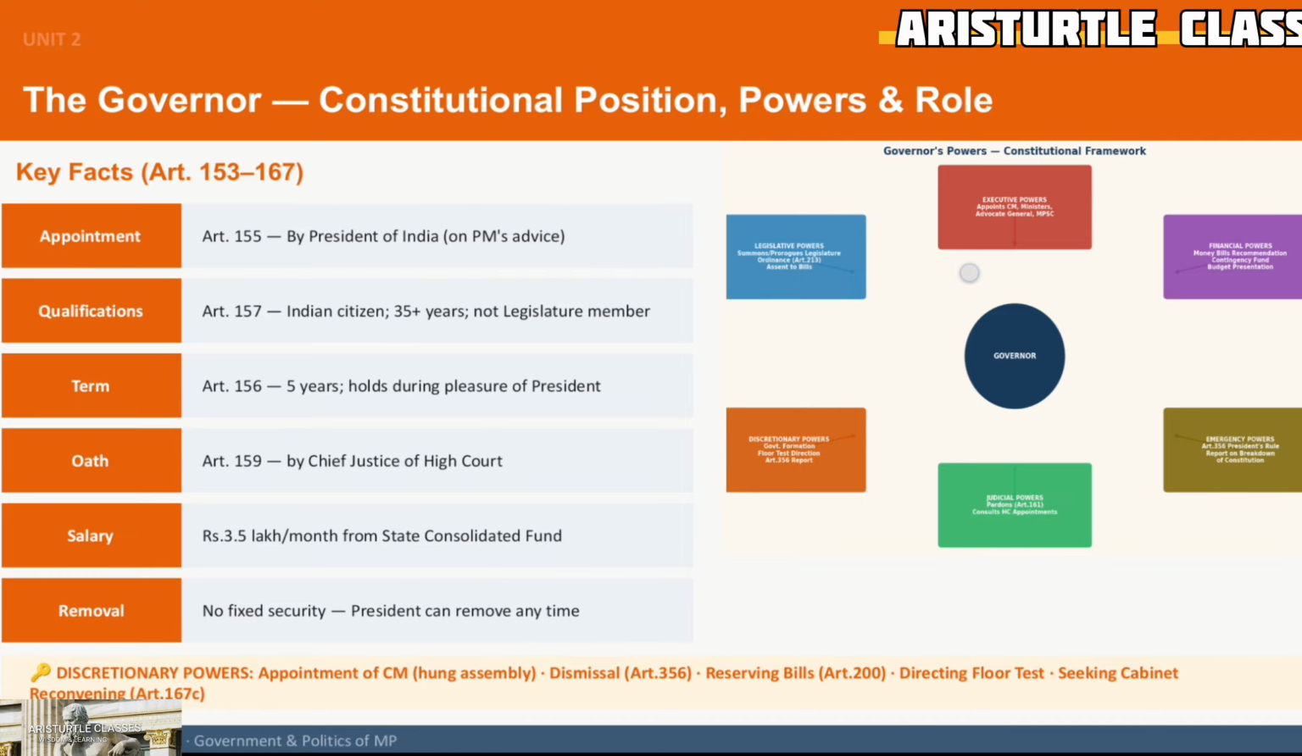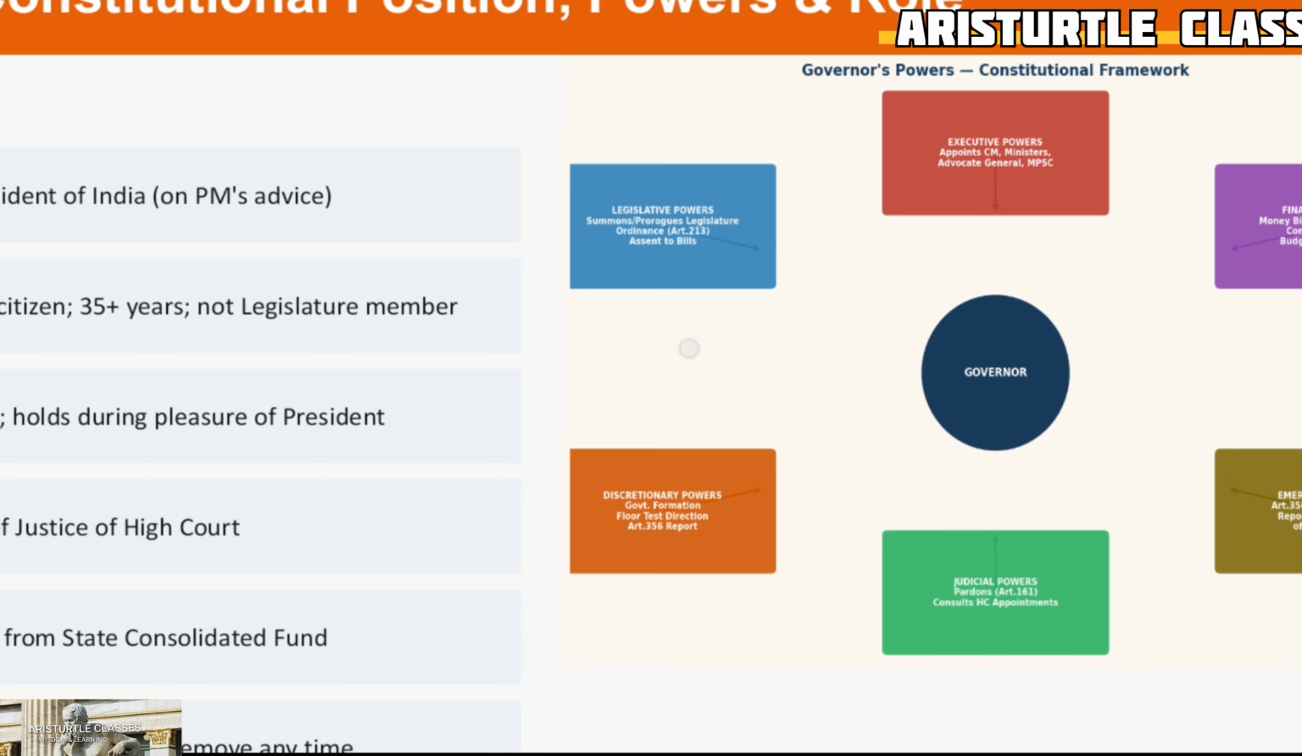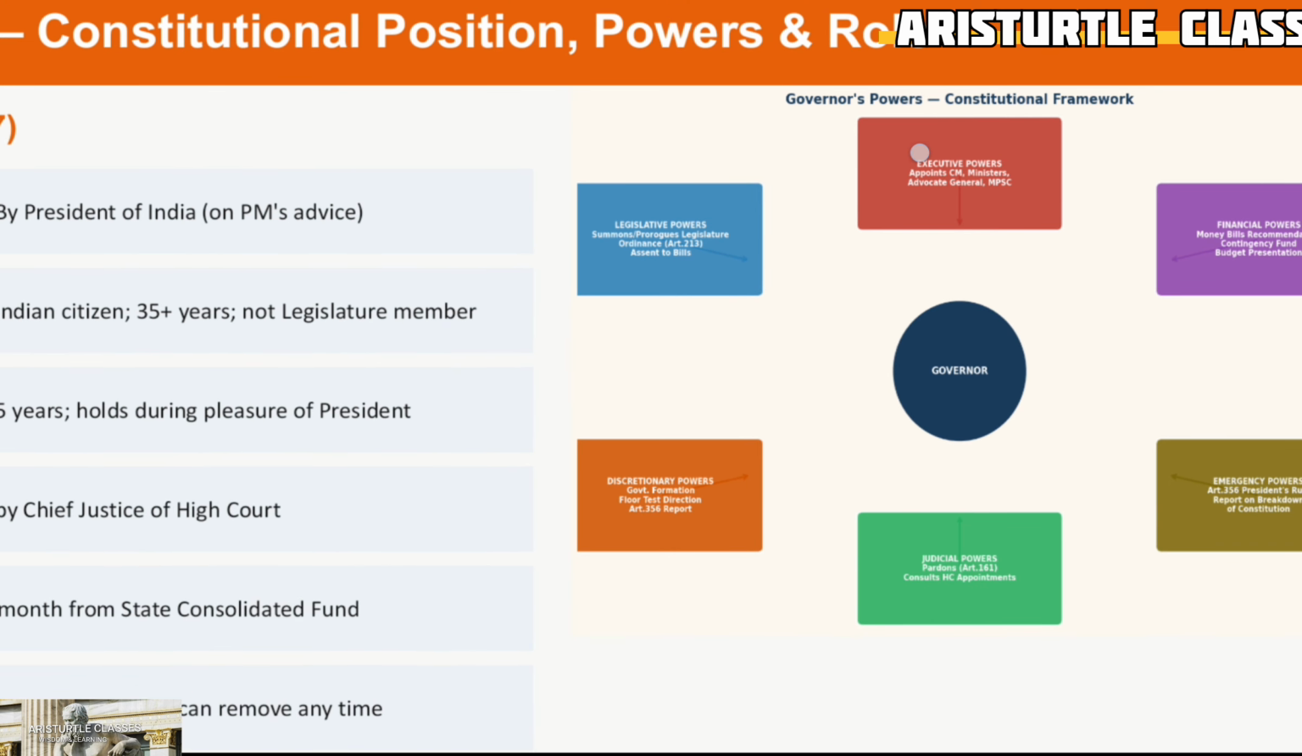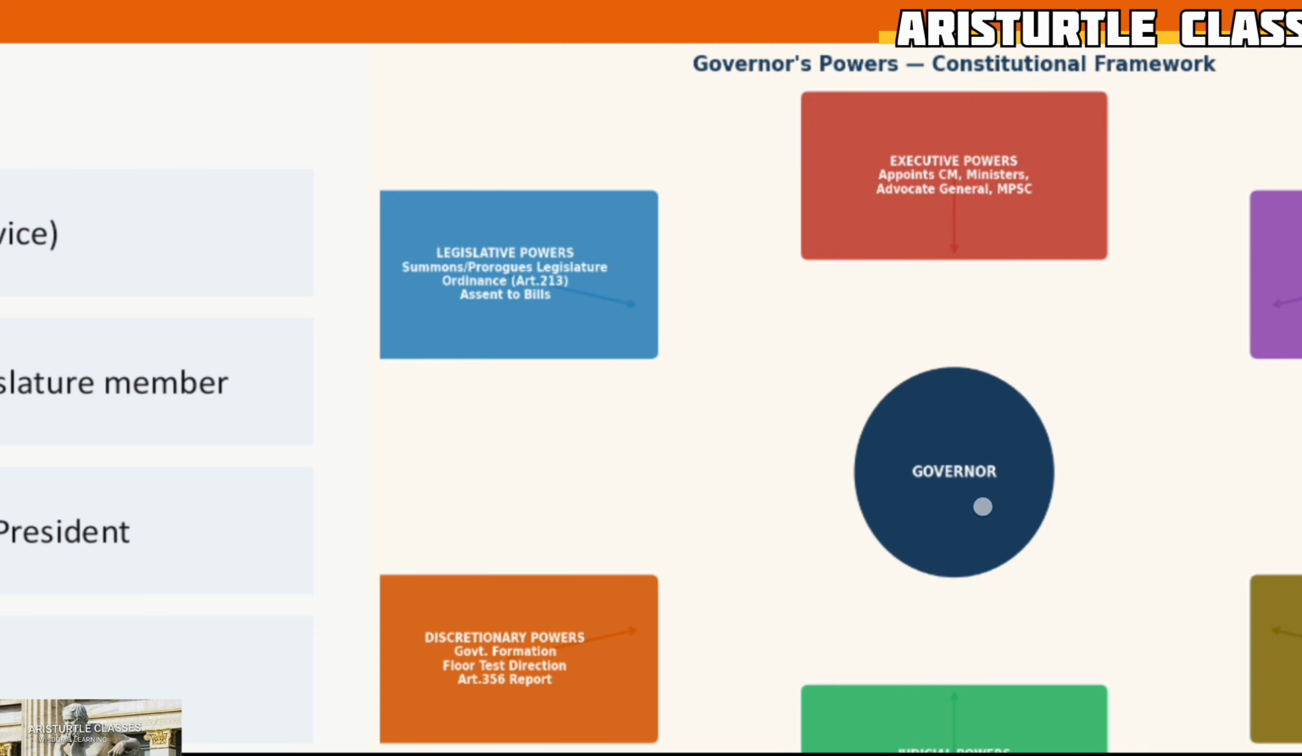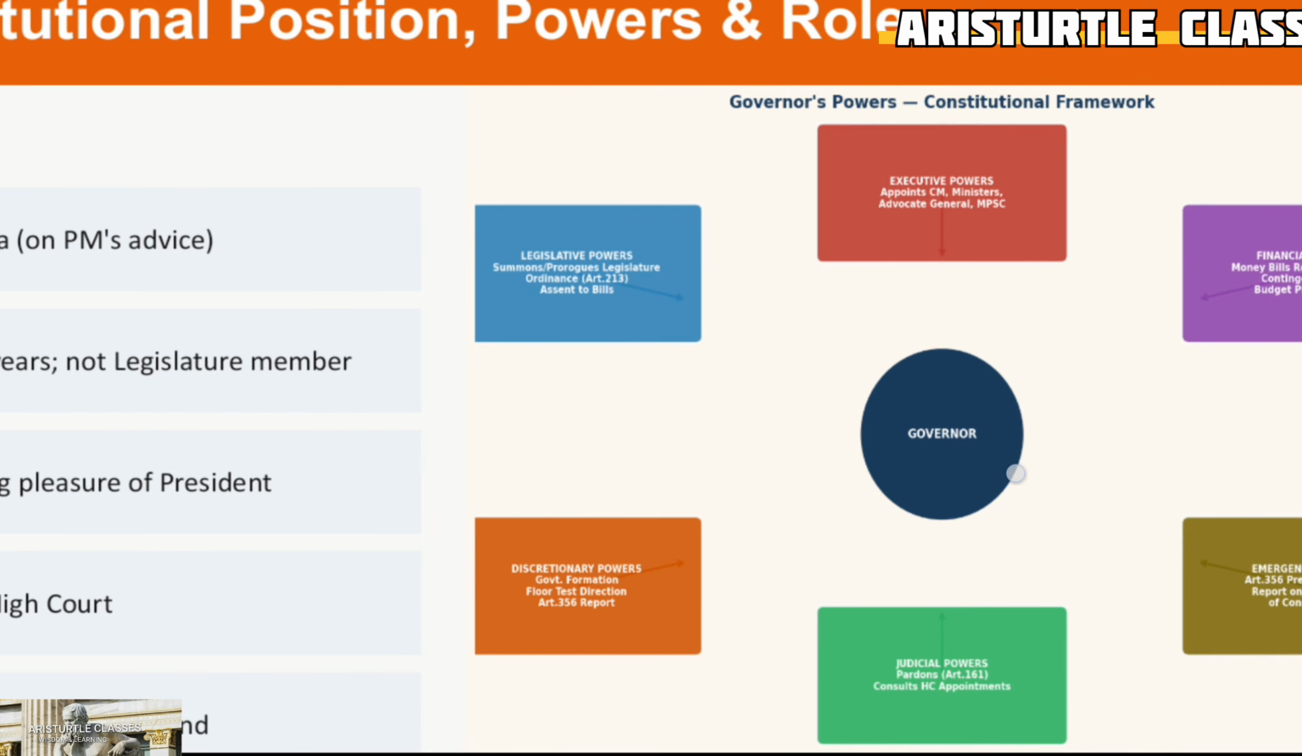Okay, so what are the powers of the governor? First of all, we have studied that the governor is a nominal head of the state. What executive powers does he possess? He appoints the chief minister. He appoints the council of ministers. He appoints the advocate general of the state, and also he appoints members and chairpersons of the commissions of the respective states, like the state public service commission, the election commission, and so on.